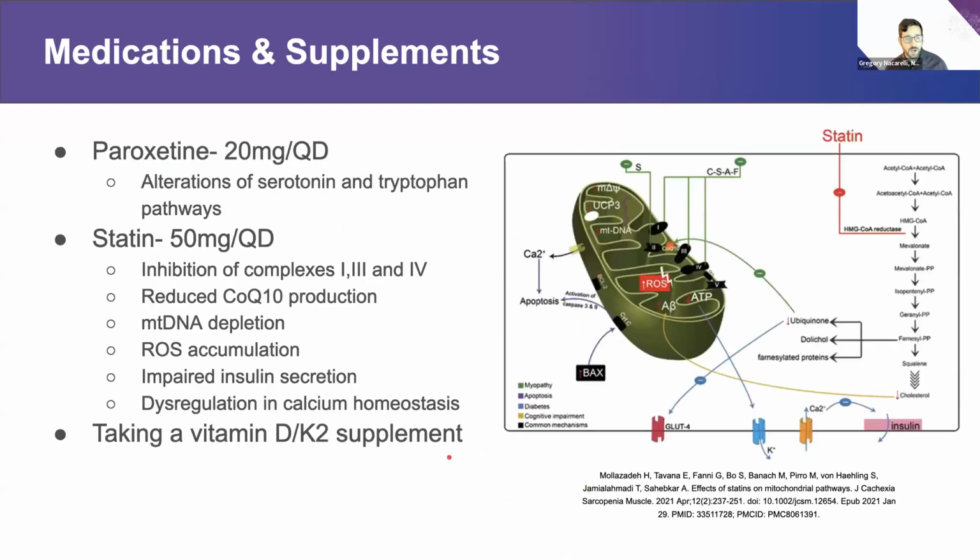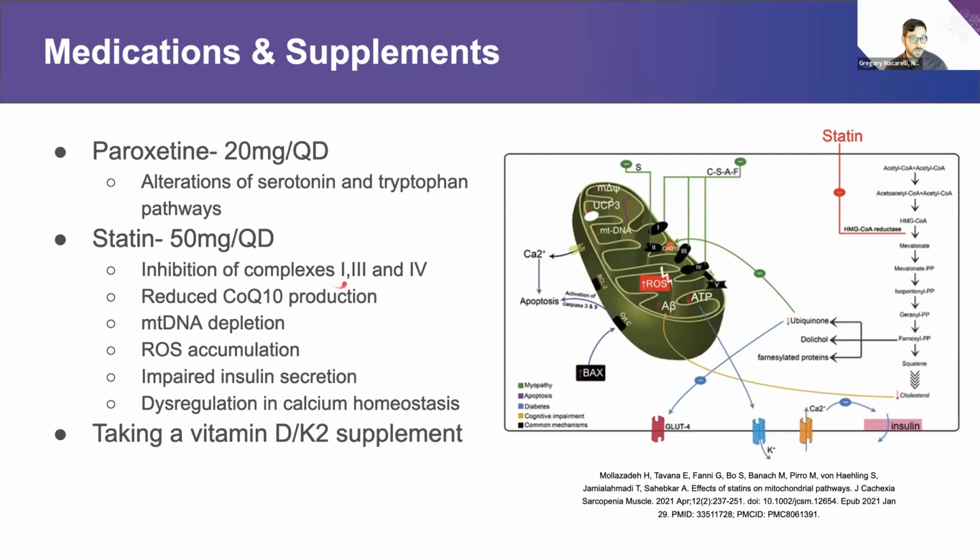His medications: he's on paroxetine, 20 milligrams QD. This is likely going to be leading to alteration in serotonin and tryptophan pathways. And then he's on a statin. As some may or may not be aware, statins have a profound propensity for mitochondrial disruption.